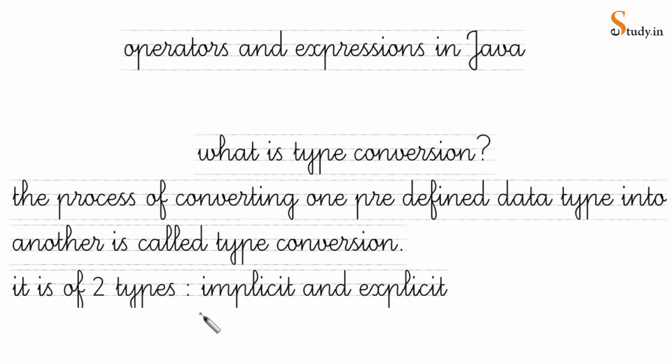And there are two types of type conversions. Remember, implicit means implied and explicit means directly.